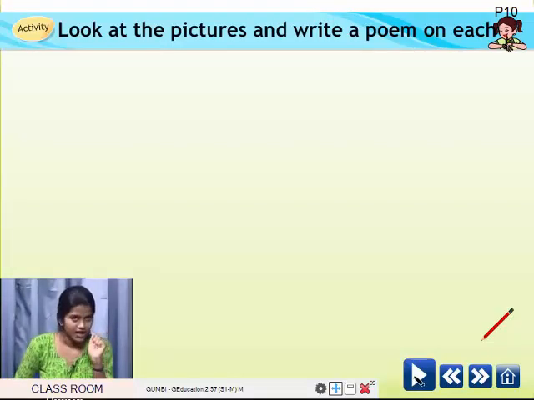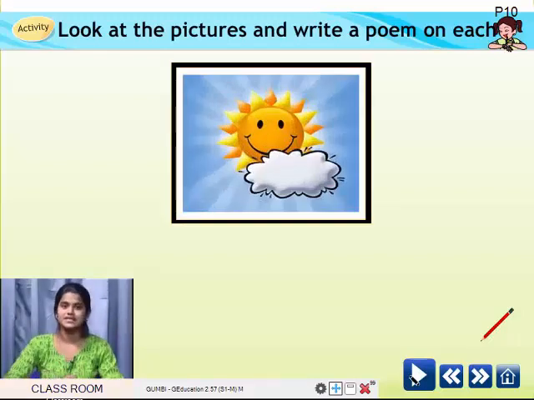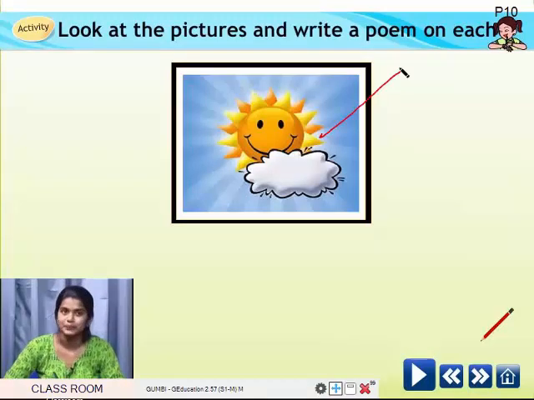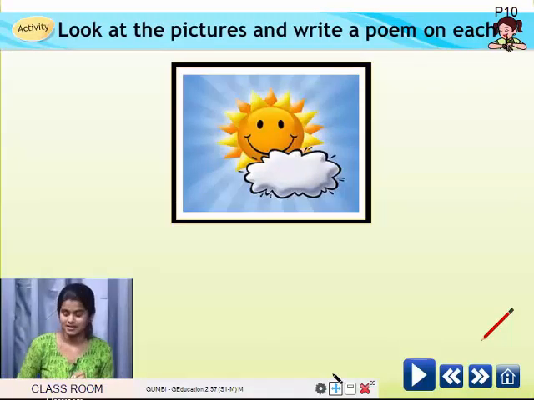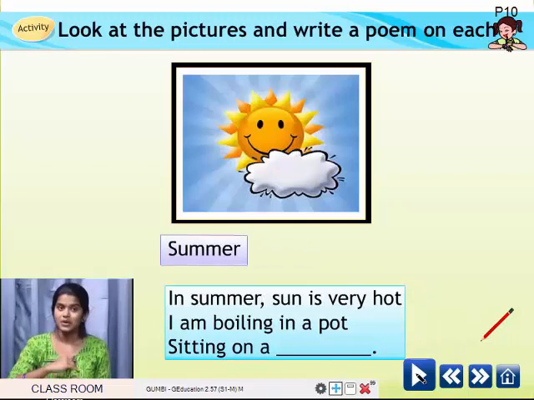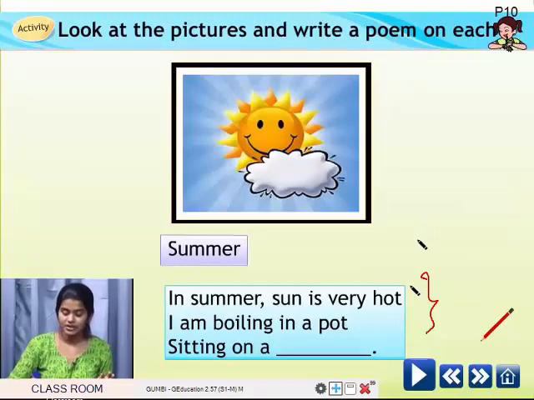So here one more activity. Okay. Look at the pictures and write a poem on each. I'll show you some pictures, and about that picture you have to write a poem. So what is this? Correct. It is the sun. Now look at the picture, students. It seems to be summer days. The sun is shining brightly. The poem is about summer. Already I have written a poem about summer. Okay. So your job is to fill up this blank.